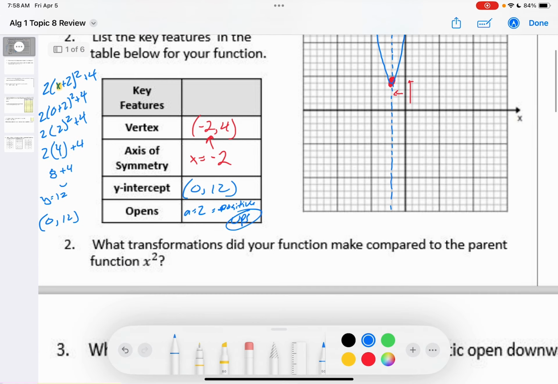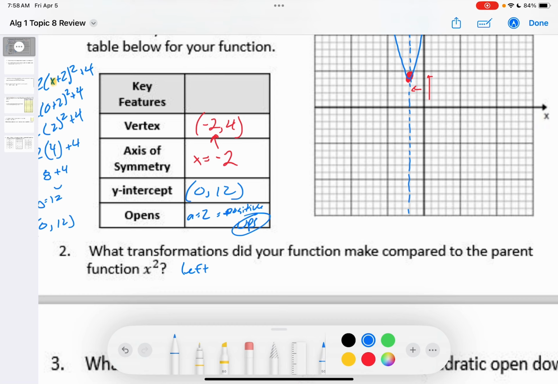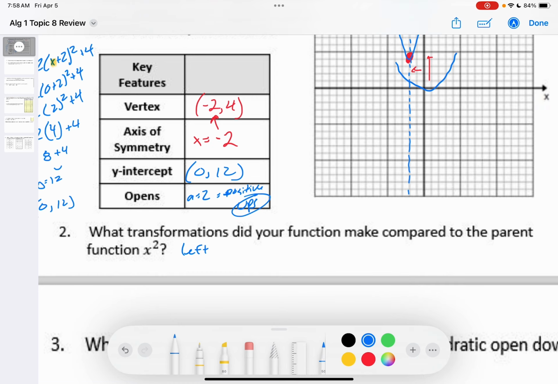So the question about what transformations did you make? Again, x squared would be in this area. So we went left 2. We went up 4. And because a equals 2, we also have a skinnier parabola. Remember, when a is greater than 1, it gets skinnier. When a is less than 1 but greater than 0, it's wide.